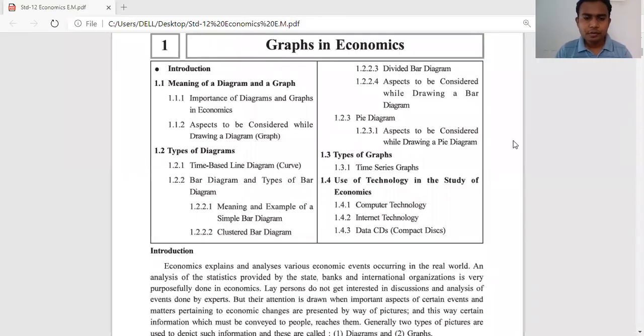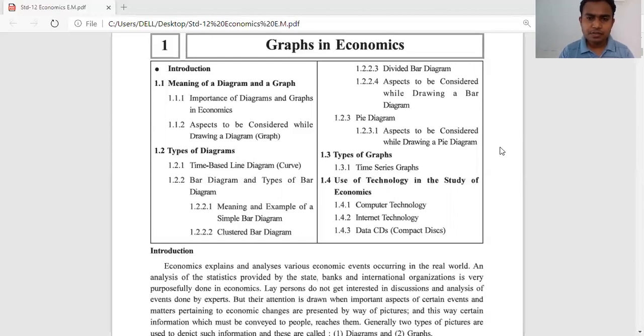Hello everybody. Today we are going to see your first chapter of economics, that is graphs in economics. Now we all know how graphs are useful in our daily life, how graphs help us to understand concepts easily. Now this chapter deals with various types of graphs that you must have studied in your lower classes.